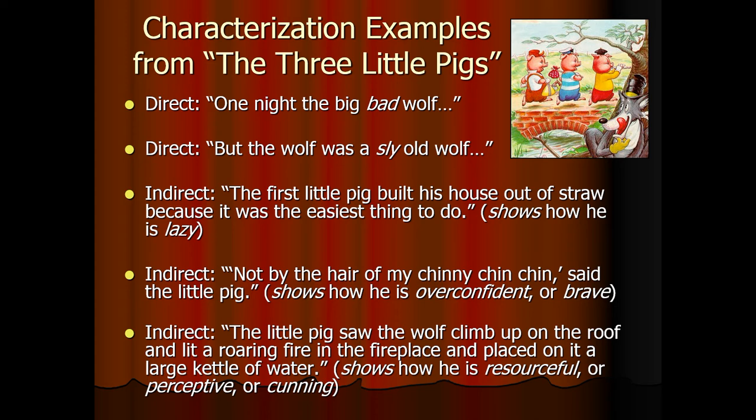He's paying attention to what's happening outside. He's perceptive. He is clever and cunning in coming up with a plan that's going to take out the wolf in a dramatic way. So he doesn't use those words, resourceful, perceptive, or cunning, but from that one description, he is showing us a particular character trait about this pig. So that's direct and indirect characterization.